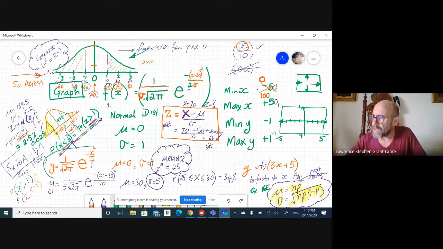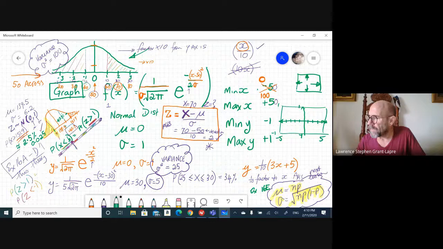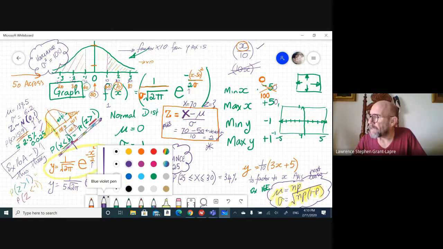I'm just going to highlight this. Okay, here we have the function of the normal distribution. I said if I have a 10 in this position here, let's change some color. Let's make it red because it was an error.